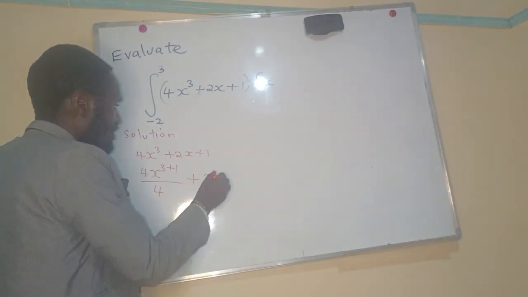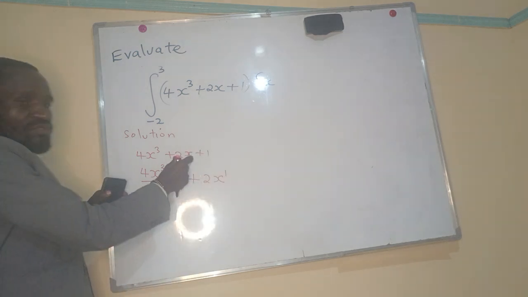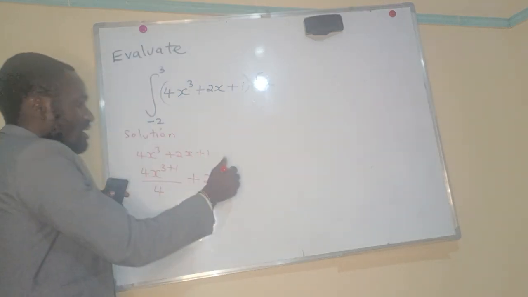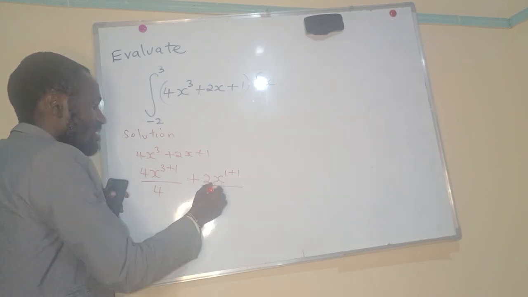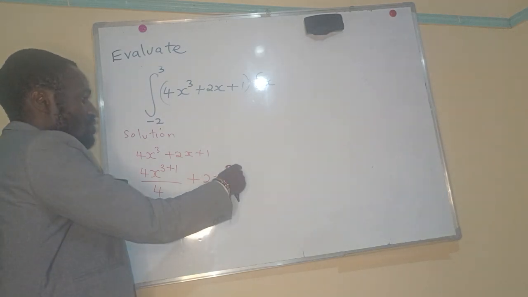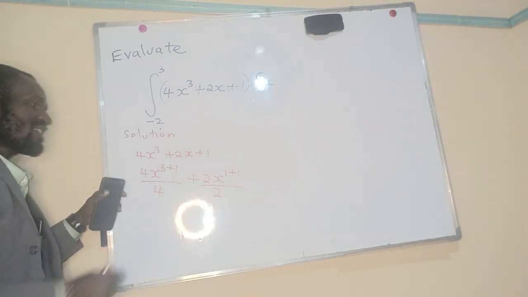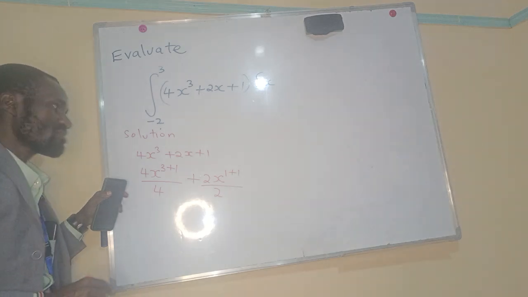Plus 2x. An assumption is the power is 1. This is the second part of this expression. So the power is 1, increase that power by 1, then have this taken as our denominator. So that means 1 plus 1 is 2. So divide that by 2. Divide everything by the new power when that power gets increased by 1.